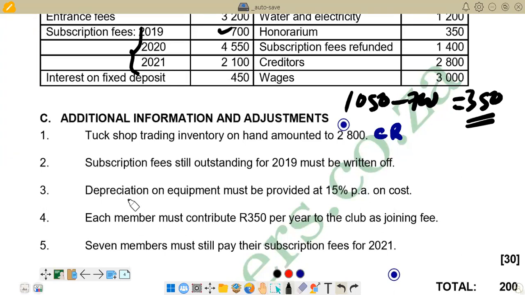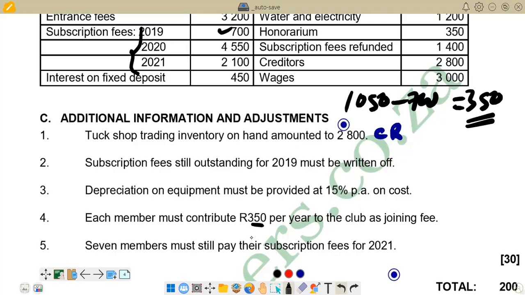And then if you check there at the beginning of the question, we are told that each member must contribute 350 rands per year to the club as joining fee. So we know that now. Then lastly, we are being informed that 7 members must still pay their subscription fees for 2021.